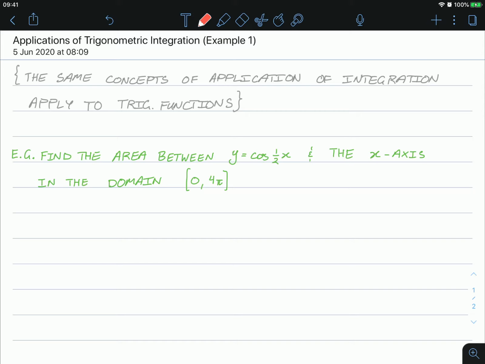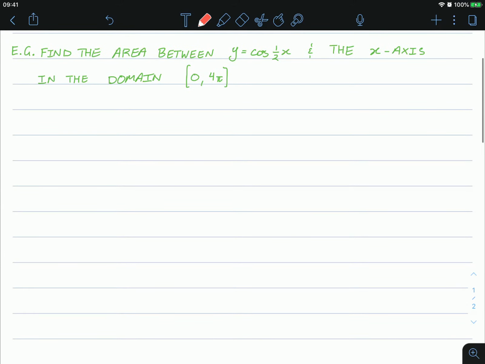Hello class, this is a video tutorial on the application of trigonometric integration, example 1. Since the same concepts of the application of integration apply even to trig functions, I'm just going to go straight into the examples here. So let's find the area between y equals cosine of half x and the x-axis in the domain of 0 to 4 pi.